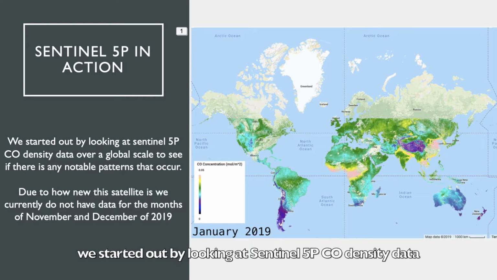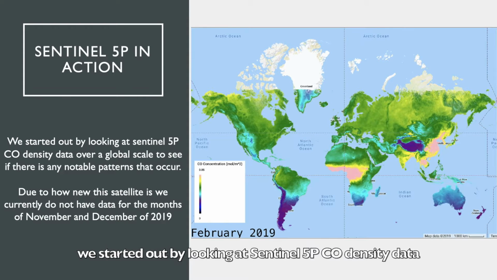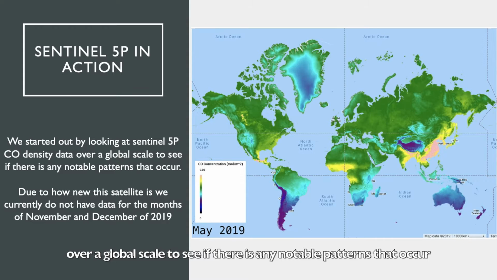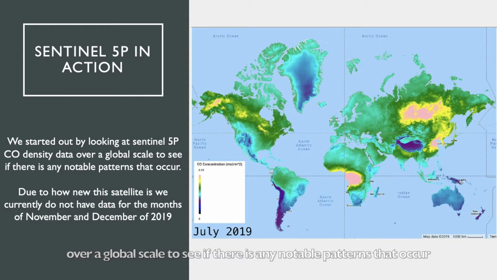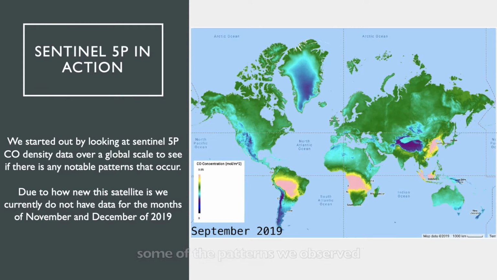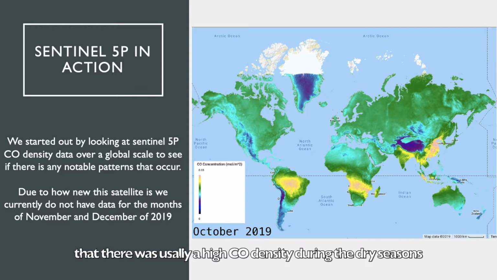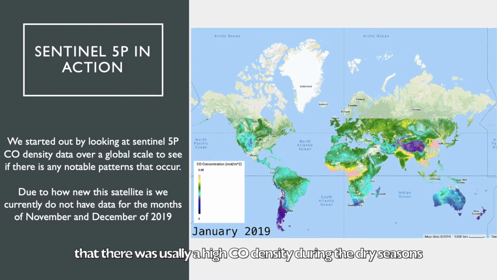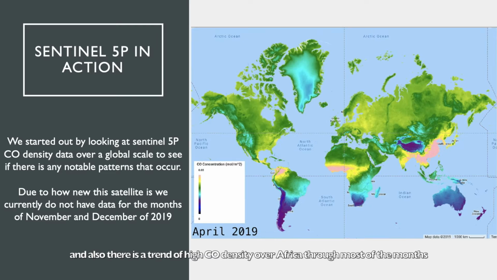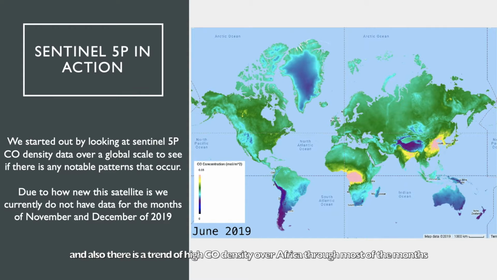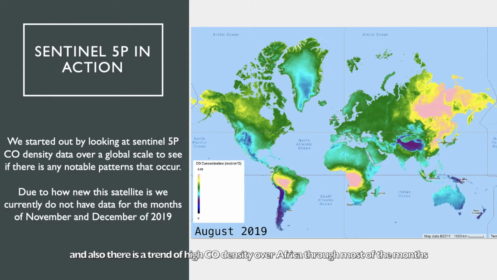We started out by looking at Sentinel-5P's carbon monoxide density data over a global scale to see if there were any noticeable patterns that occurred. Some of the patterns we observed were that there was usually a high carbon monoxide density during the dry seasons, and that there was also a trend of carbon monoxide density over Africa through most of the months.